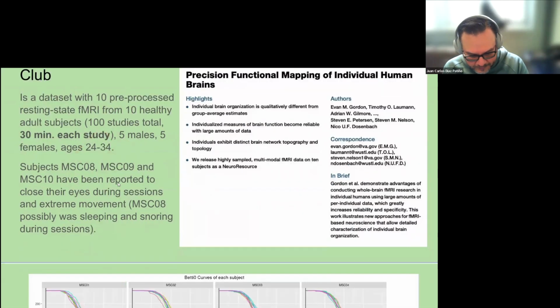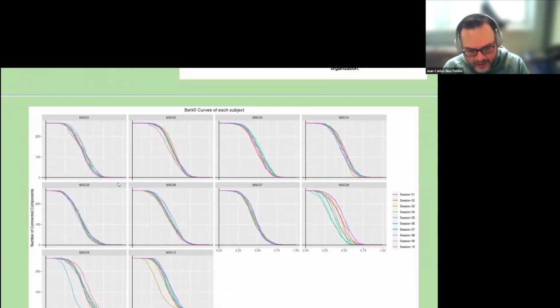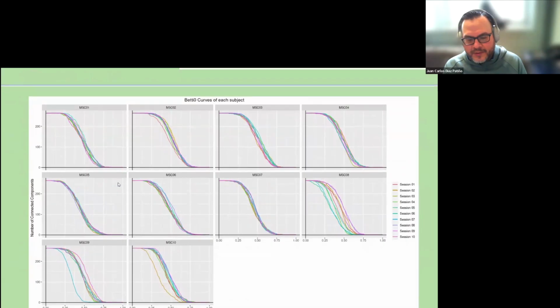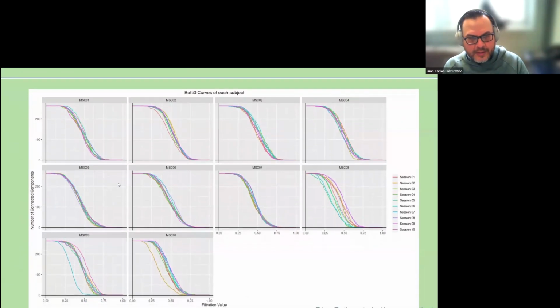Well, again, we computed the Betti curves for each of these participants. We have 10 Betti curves for each participant. And we can see that the variability between Betti zero curves is relatively lower. For this subject, it's a better example, this is subject number 5, we have almost the same Betti curves for each study.